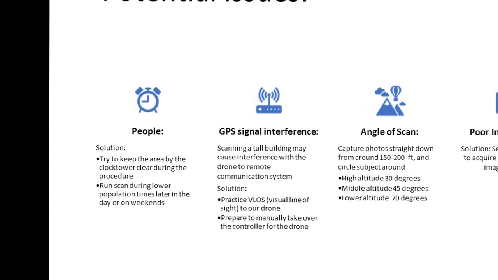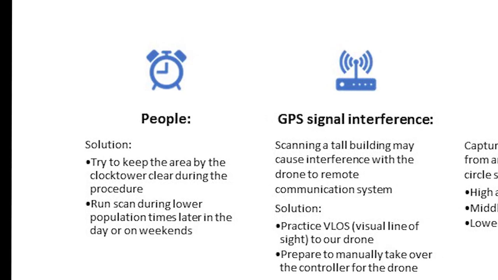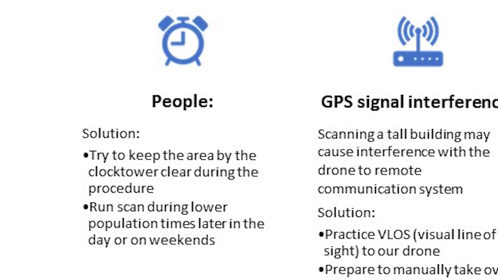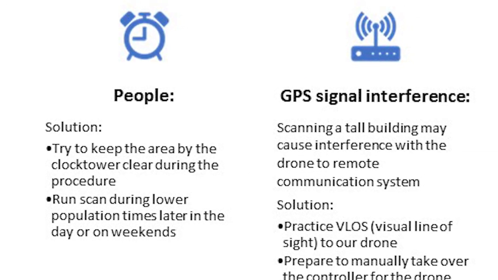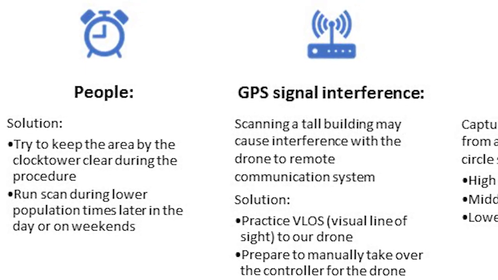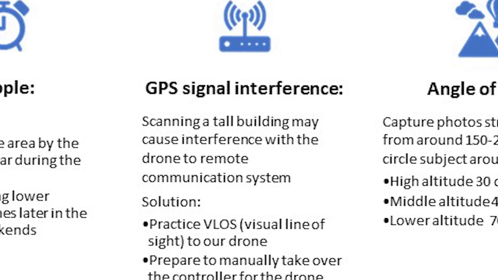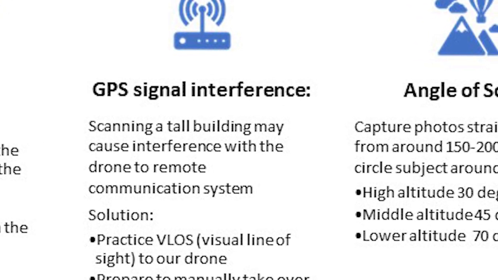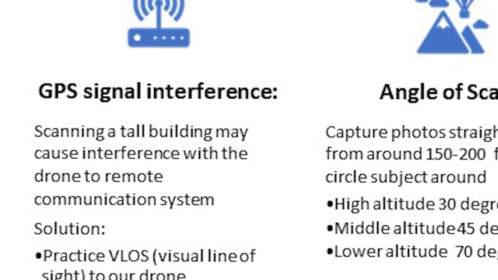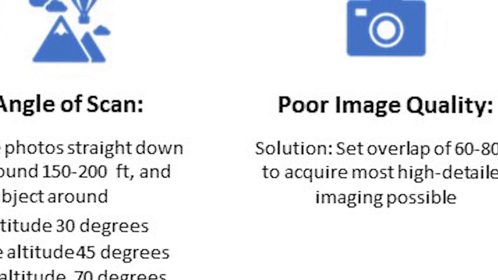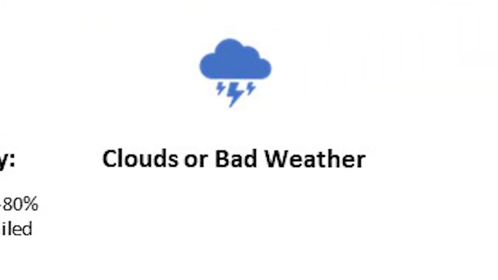These are some of the problems which we anticipated running into while collecting data. The people problem was avoided by using standard operating procedures for drones and having a dedicated watcher on the team. One side of the building was difficult to photograph because of intense GPS signal interference. And finally, we had to adjust our schedules a couple of times due to bad weather.